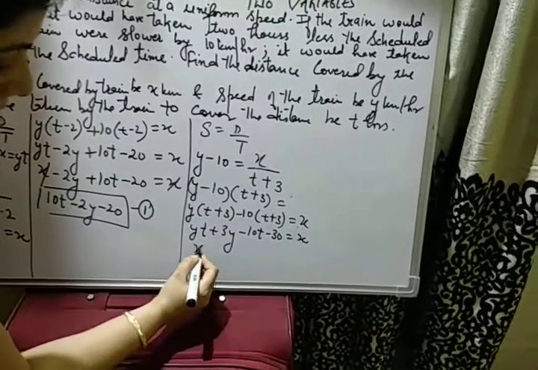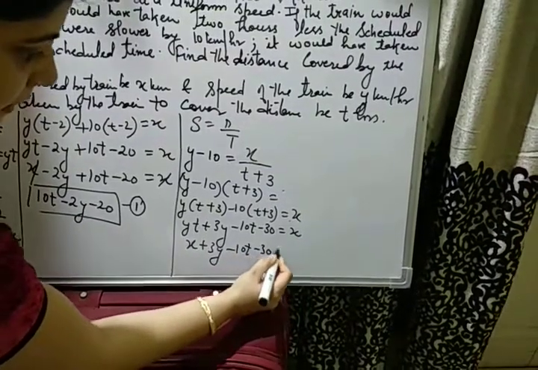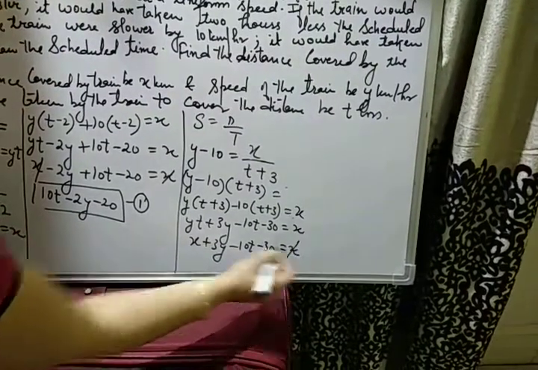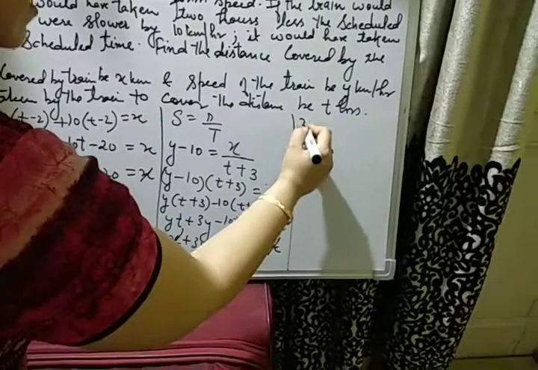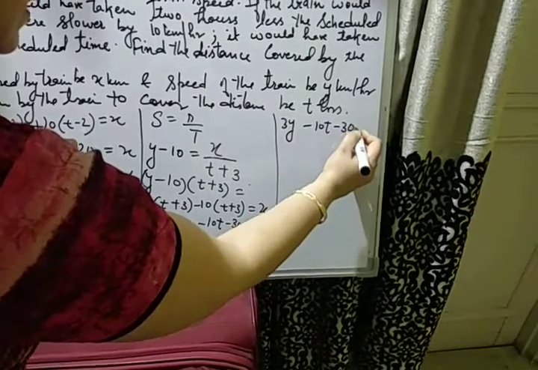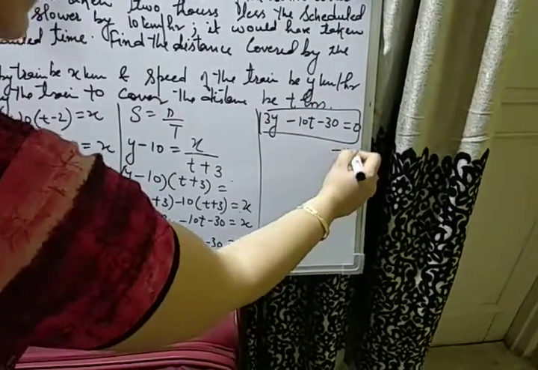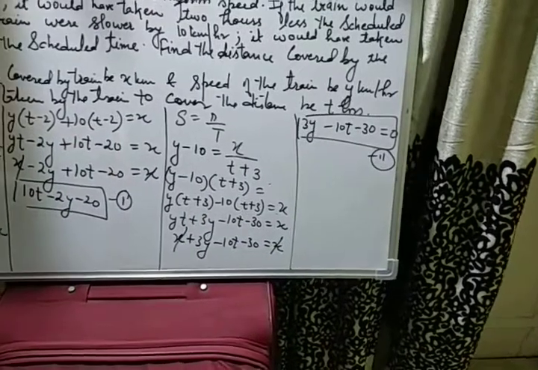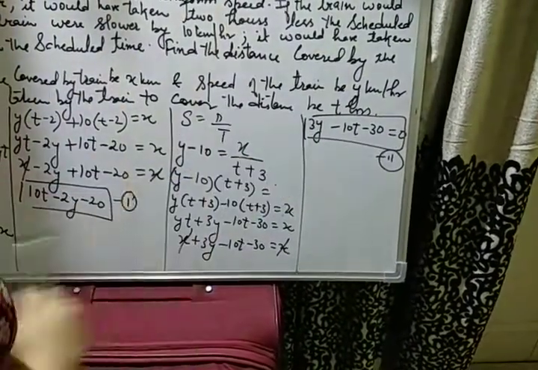We know that x plus 3y minus 10t minus 30 is equal to x. This x and x will be cancelled out. What is left? 3y minus 10t minus 30 is equal to 0. This is the second linear equation in two variables. Again, one variable is y and another variable is t.